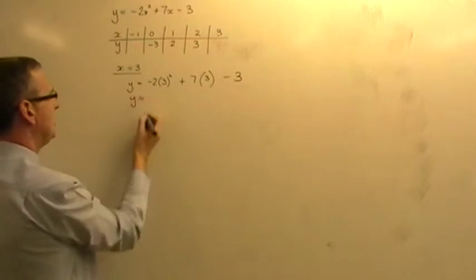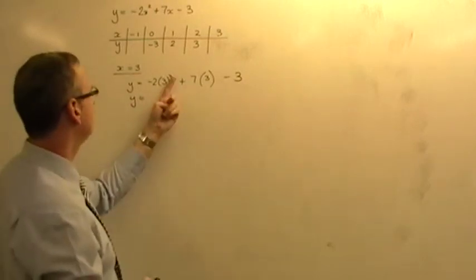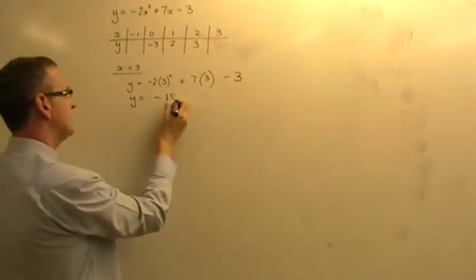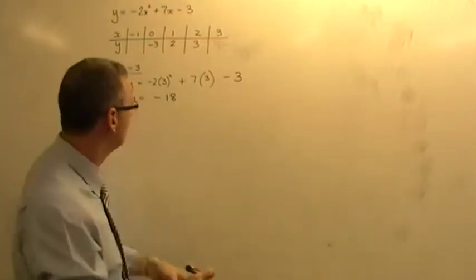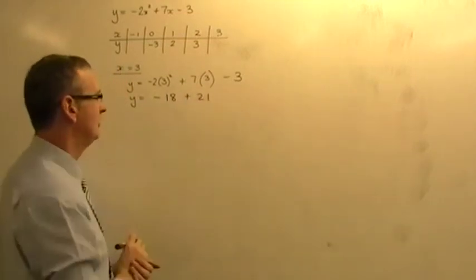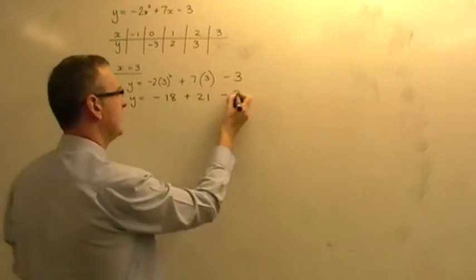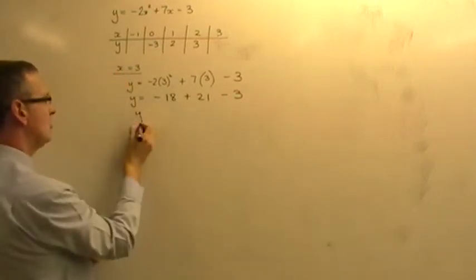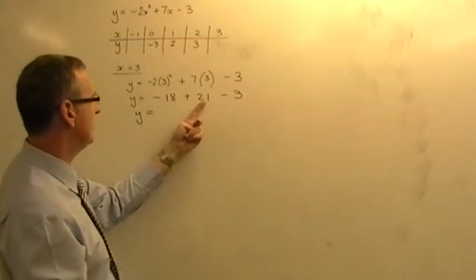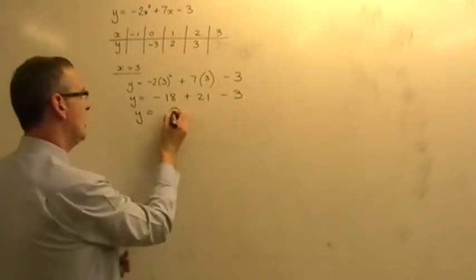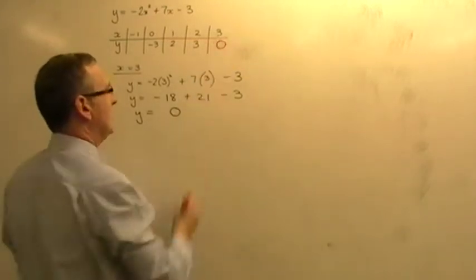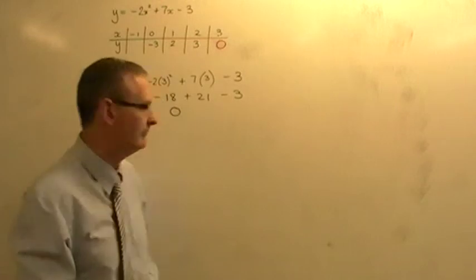So y will be equal to, well, 3 squared is 9, and you've got minus 2 lots of 9, so that's minus 18. Plus 7 lots of 3, so that's plus 21. Take away 3. So y turns out to be minus 18 plus 21, which is 3. Take away 3, you get an answer of 0. So in the table, we fill that in, I'll put it in a colour, that is equal to 0 there.